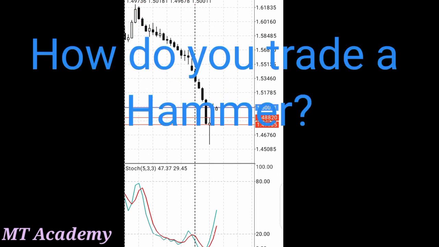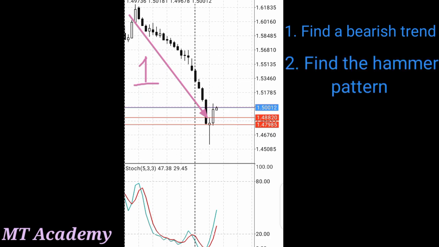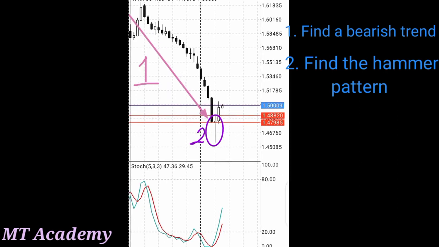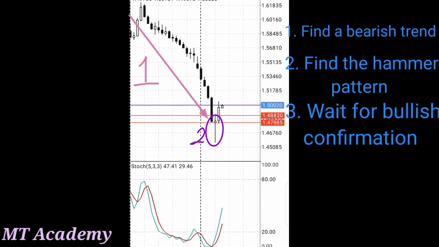So how do you trade a hammer? First, identify a very prolonged bearish move. That is the first step. Once you identify a prolonged bearish move, then spot if there is any candlestick pattern with a long lower wick, a small body, and a little or no wick. If you can spot that, wait for a bullish confirmation, which is another bullish candlestick immediately after the hammer.